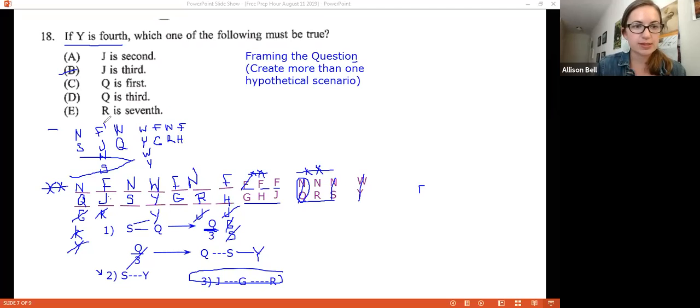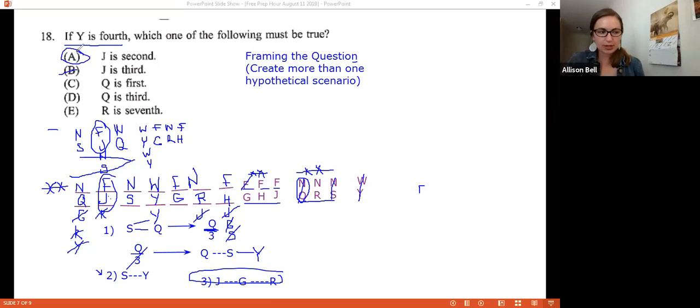And so what we'll find is that in both of these diagrams, J ends up being in second, which is how we would choose answer choice A. You can definitely see how this game is more difficult than the first one that we played. So this is a game that you would want to have more time in order to be able to solve. So you have to get strong at the easy games so that you can get through them pretty quickly so that you can then work through a harder game like this.